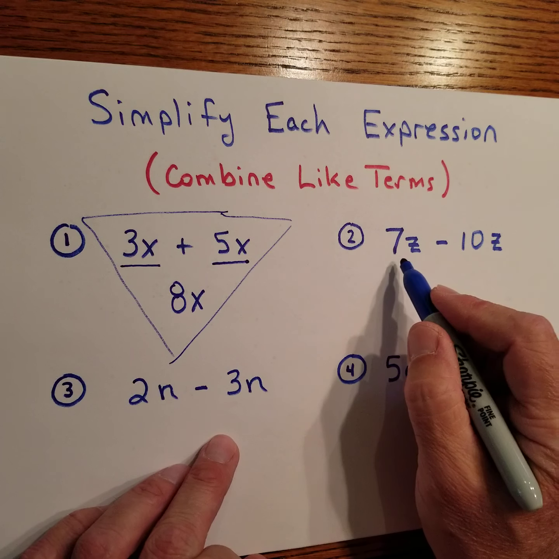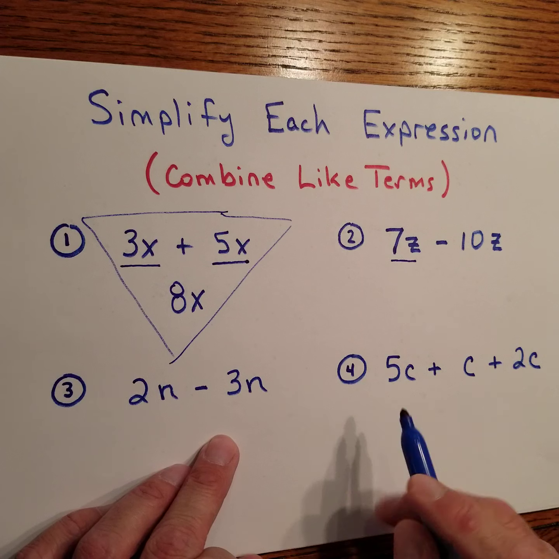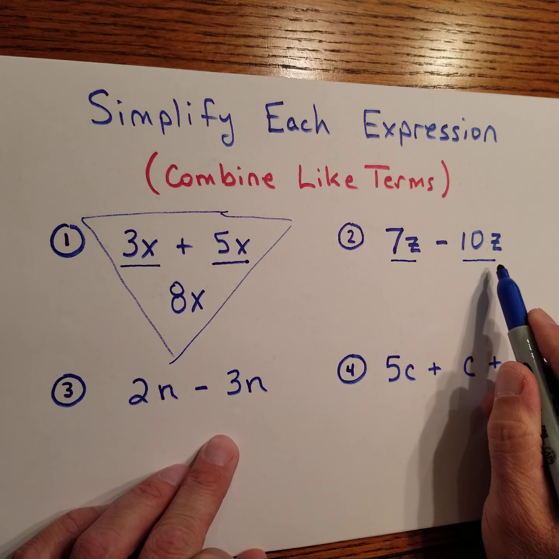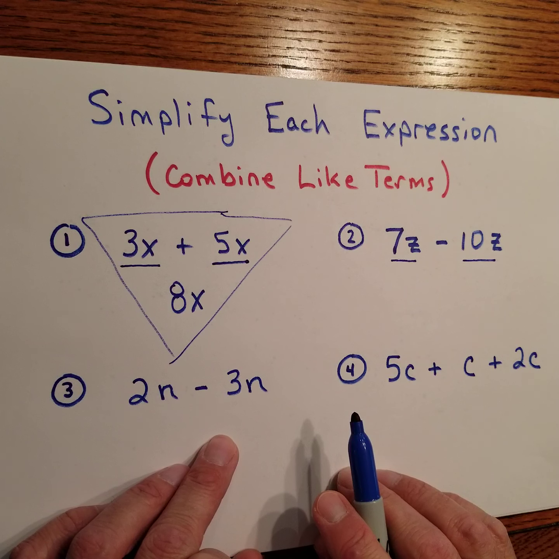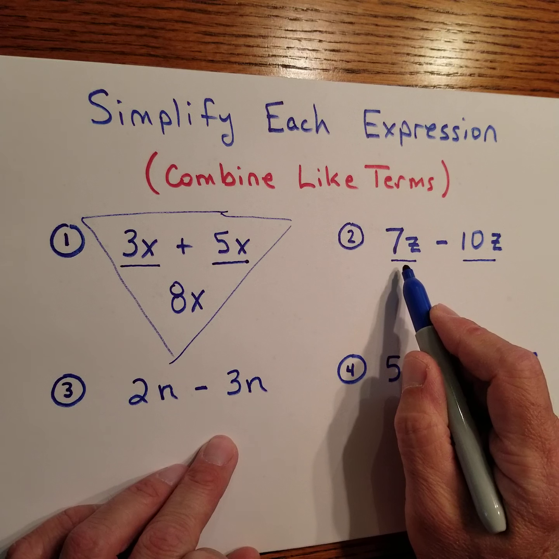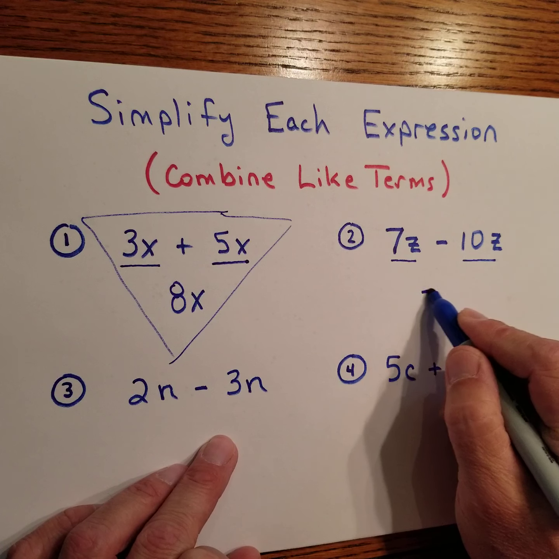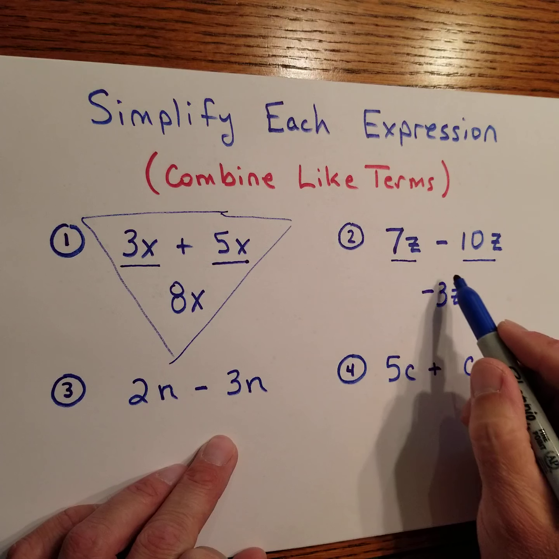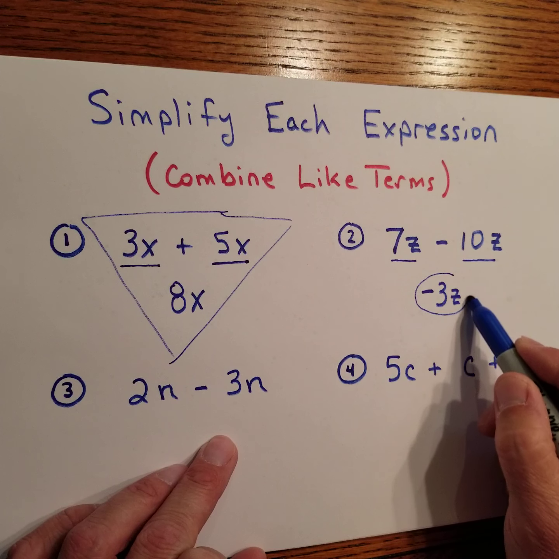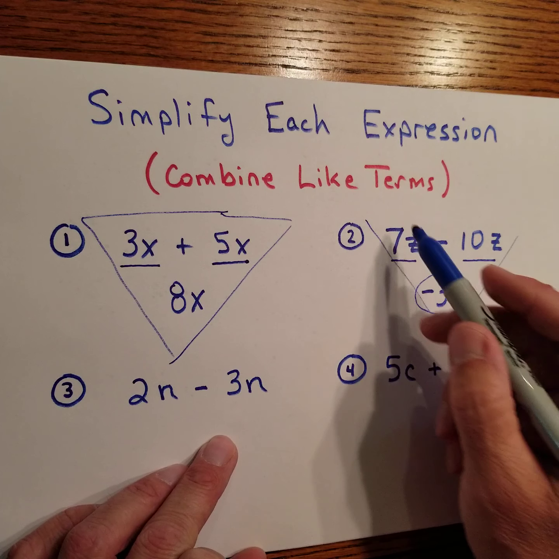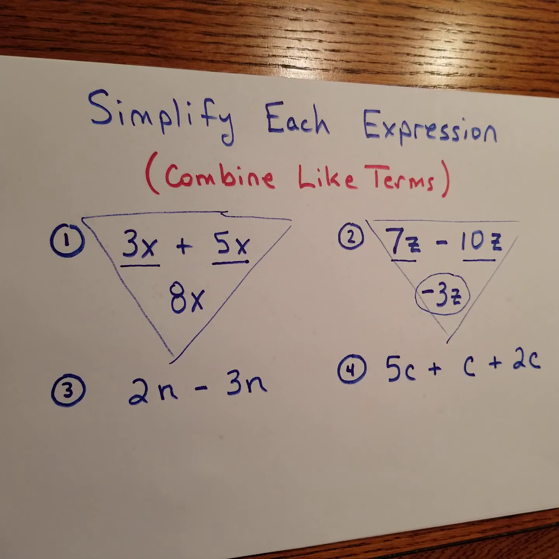In number 2, 7z is a term, 10z is a term. Since they both have z's, they're like terms. And if they're like terms, we're allowed to combine them. Combine 7 minus 10 is negative 3. That's negative 3z. This is the simplified form of this algebraic expression. Notice no equal signs, and we like to show our work in that triangle form.